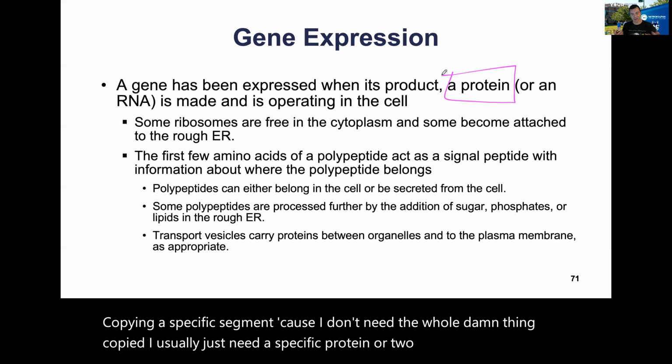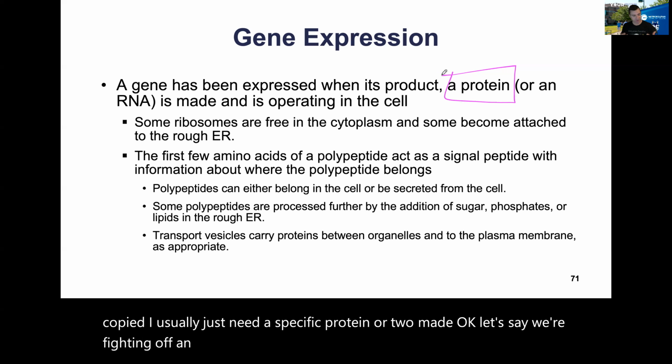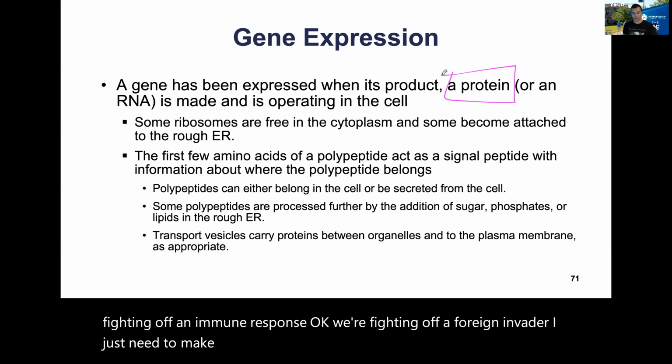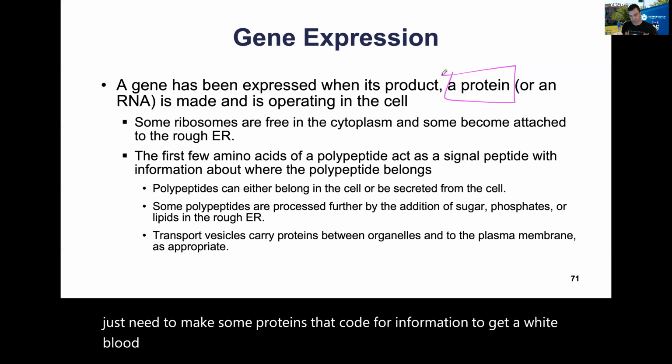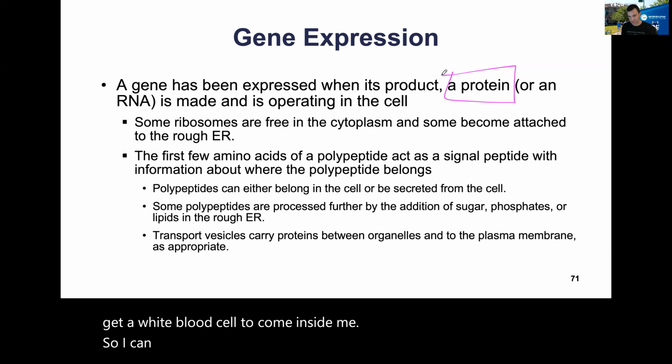Okay, let's say we're fighting off an immune response. We're fighting off a foreign invader. I just need to make some proteins that code for inflammation to get a white blood cell to come inside me, so I can now fight off that foreign infection. So I just need a couple of segments.